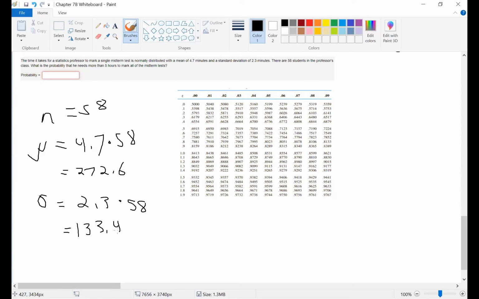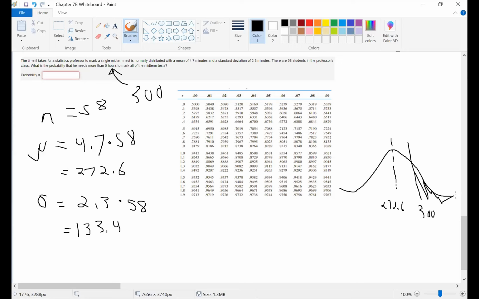And now we are asking for 5 hours. And unless you failed second grade math, 5 hours is 300 minutes. Now, if we, like before, take this sigma, we'll do the visual again for those that like the visuals. Here is our standard deviation. The mean is 272.6. And we want to see what the odds are it takes more than 300.